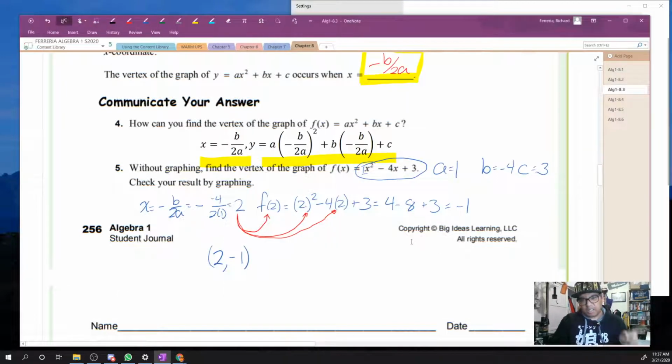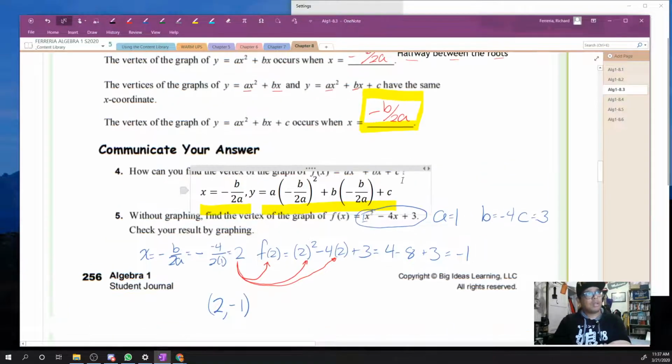Okay, now that we can find our vertex reliably, the x-coordinate equals negative b over 2a. Such an important, I mean, that's so important. I'm going to go ahead and highlight that again in blue. Look how crazy that is. Yellow and blue make green, right? That's how important that is.